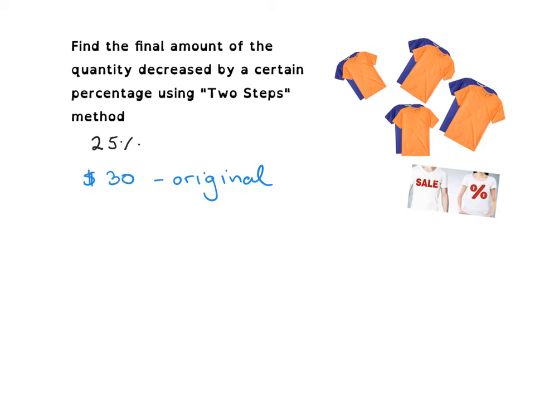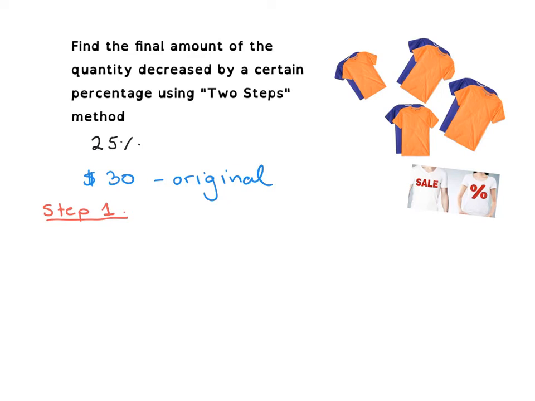And today I'm going to use the method called the two-step method to show you how we're going to find the final price. So the first step, I'm going to just write here, step 1. The first step that we're going to do is actually find the amount of decrease.